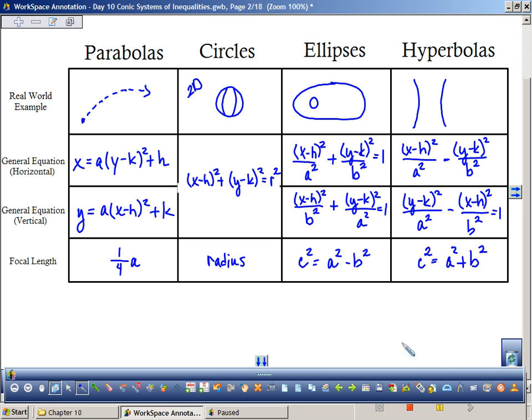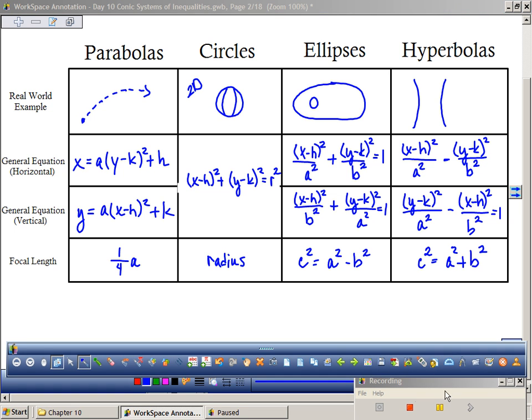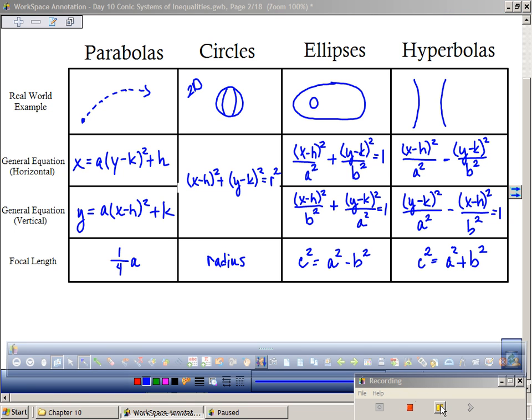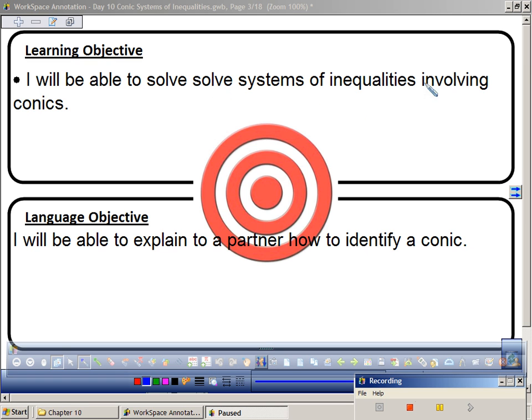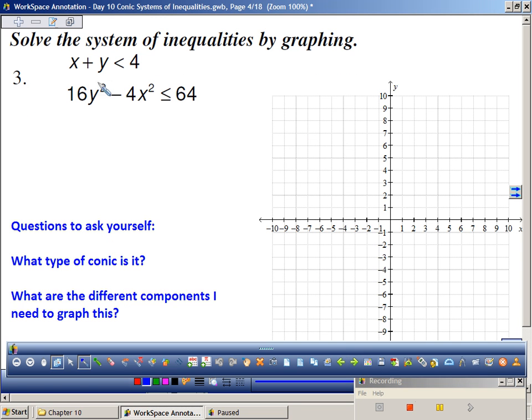I'll post it. Give me a second, I have an explanation. Pausing. One, I will be able to solve, we're really going to solve, right? Look at that, double solve. Double solve systems of inequalities involving conics. I'll be able to explain to our partner how to identify a conic. All right, I'm going to pass out your work. Solve the system of inequalities by graphing.